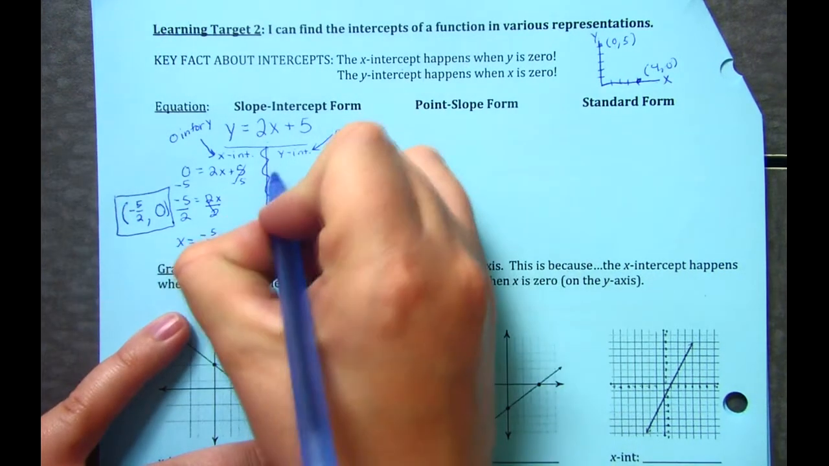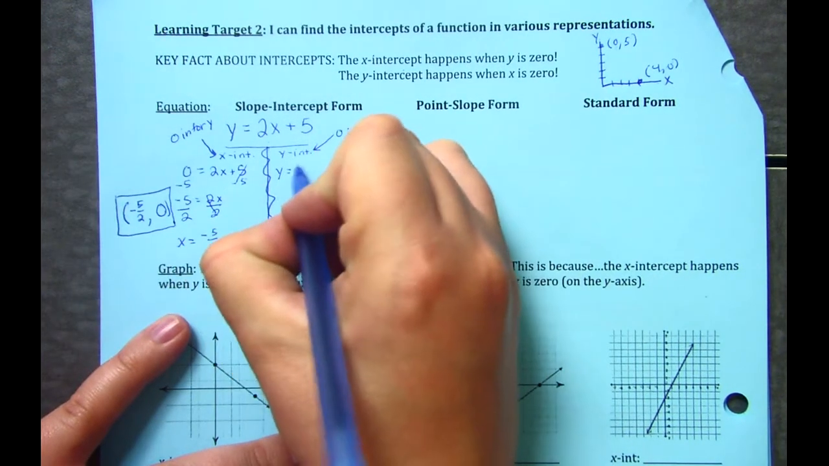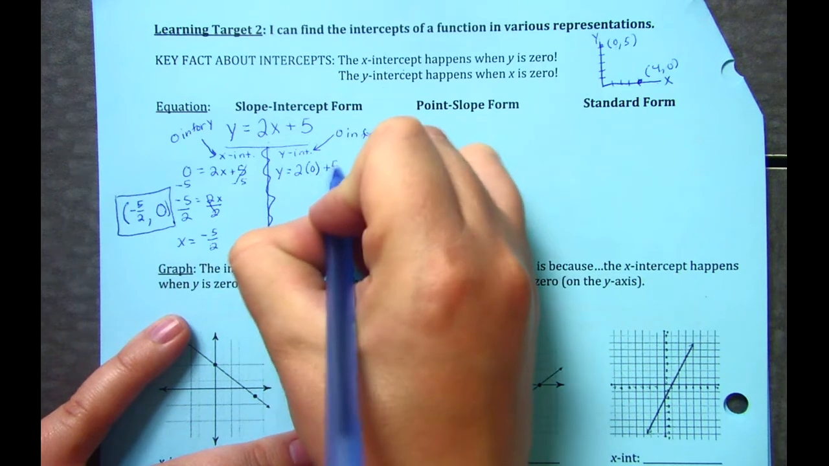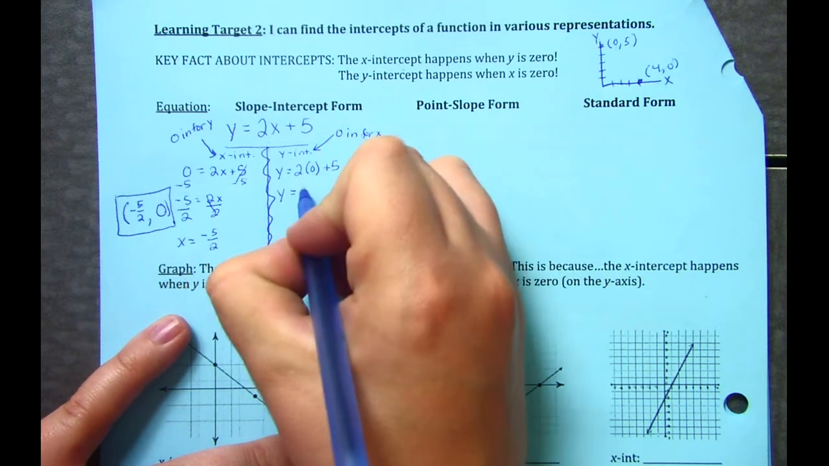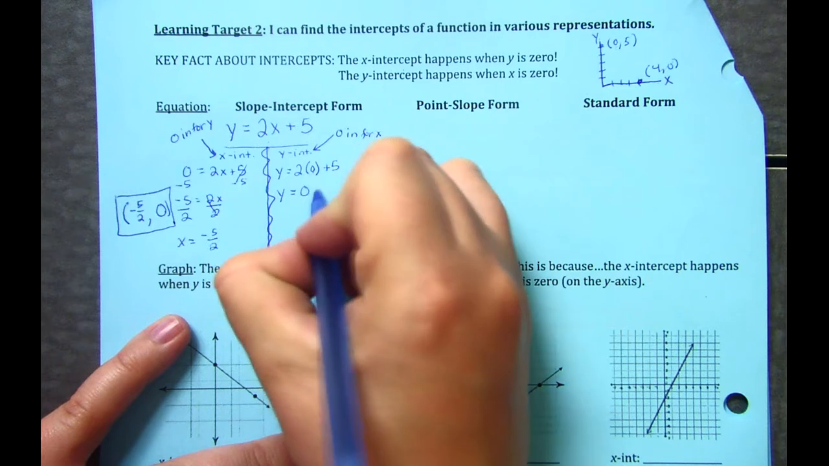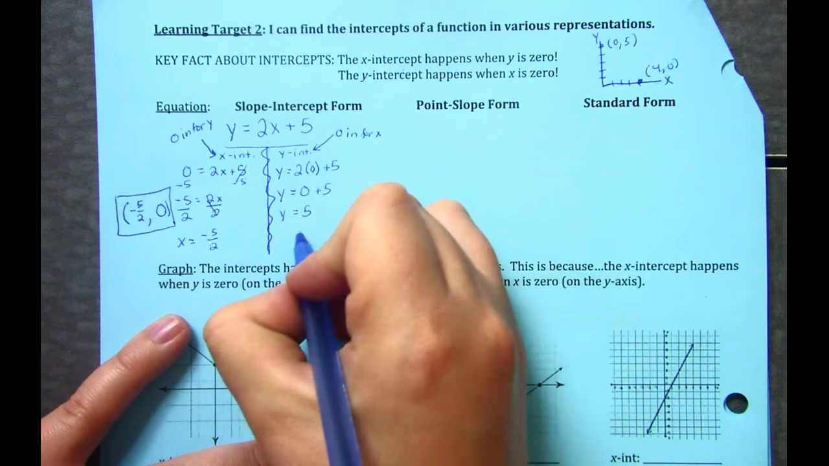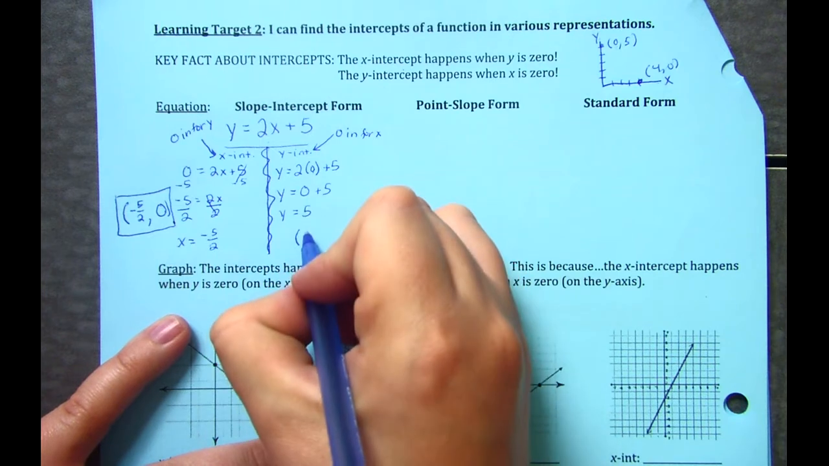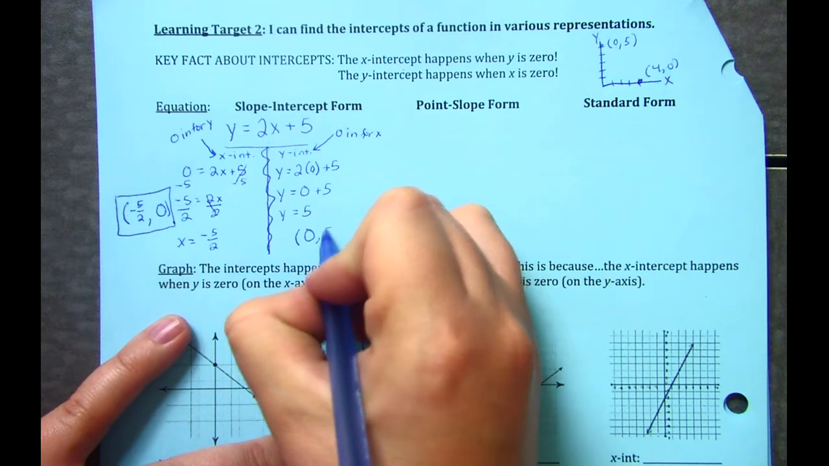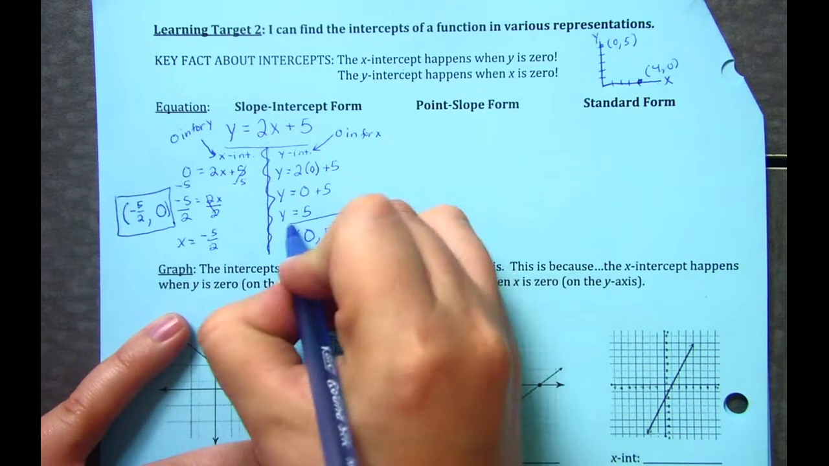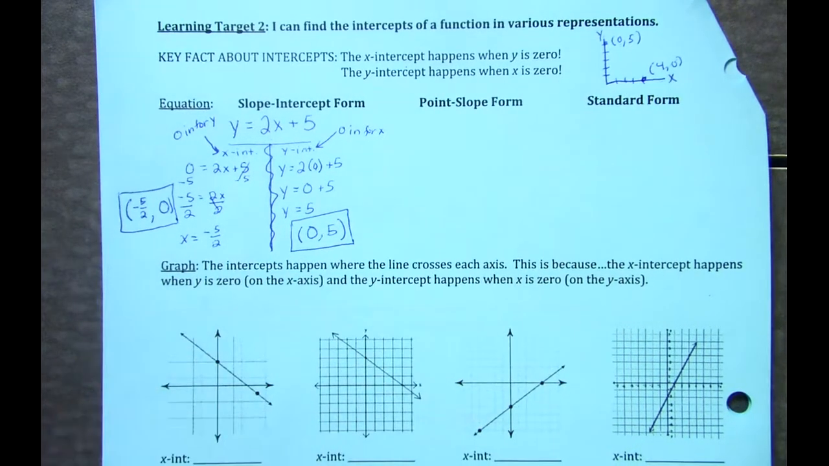My y-intercept, I put 0 in for x. So instead of 2x plus 5, it's 2 times 0 plus 5. So that 2 times 0 is just 0 plus 5, so y is 5. So that tells me that when I put 0 in for x, my y value is 5. So that is my y-intercept.